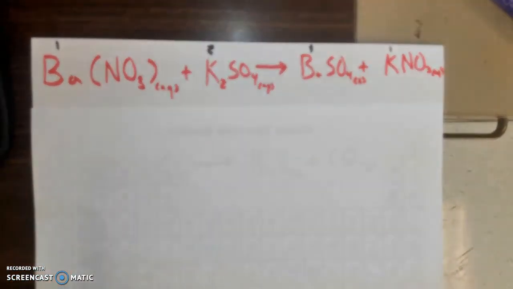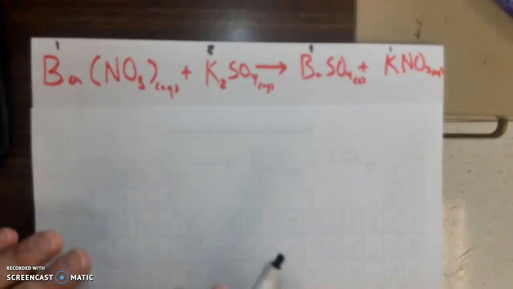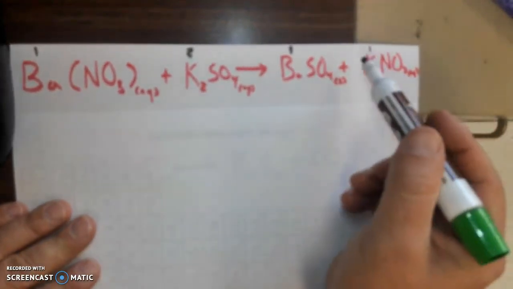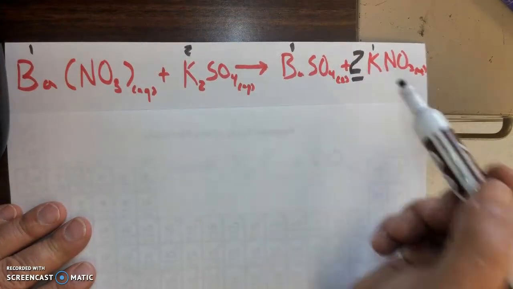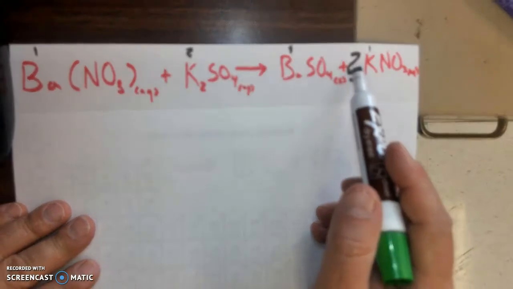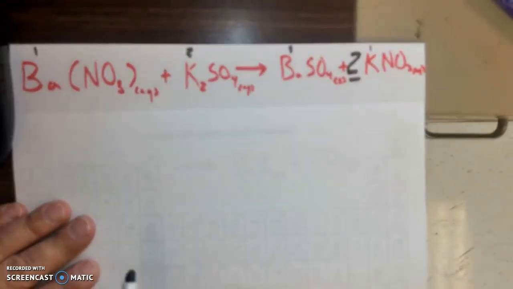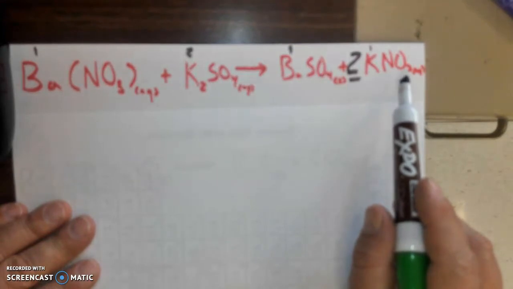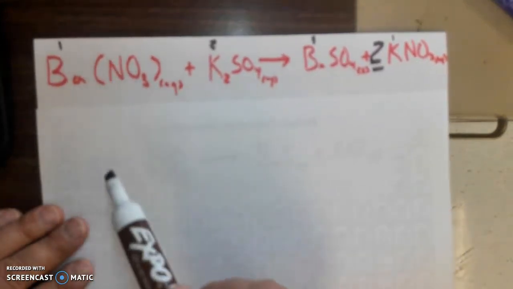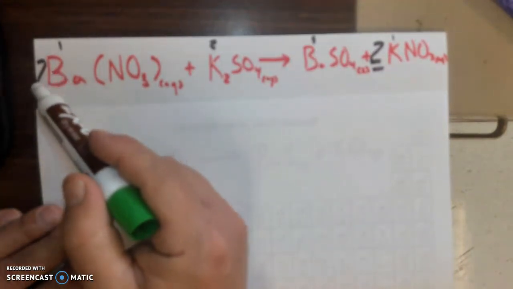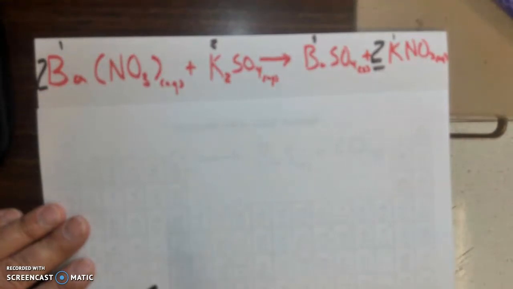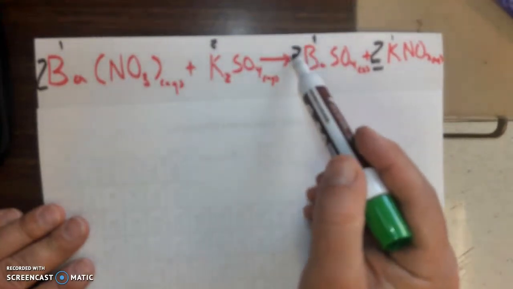All right, so first let's start by doing something easy and following all the rules. Let's just put the coefficient 2 in front of potassium right here. Now, you guys know from math the distributive property. So when I put a 2 in front of potassium, that also means that 2 applies to nitrate. So now I have two nitrates over here, which means that I would have to put a 2 in front of this.